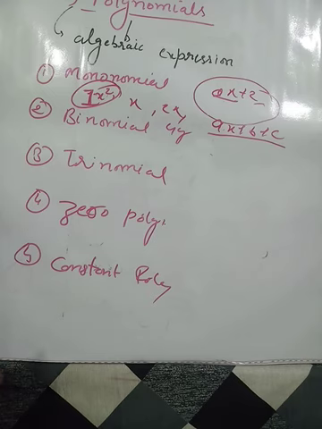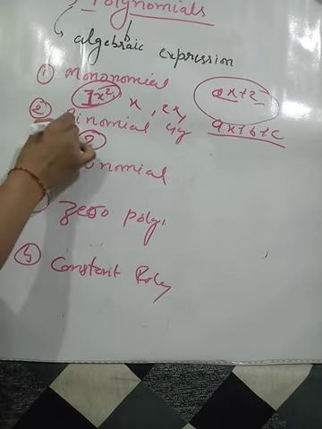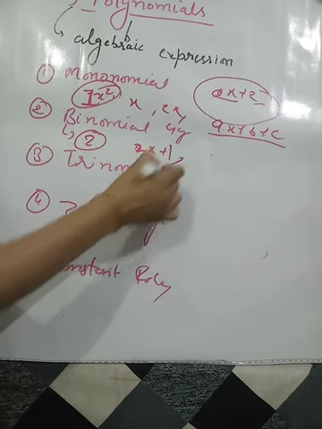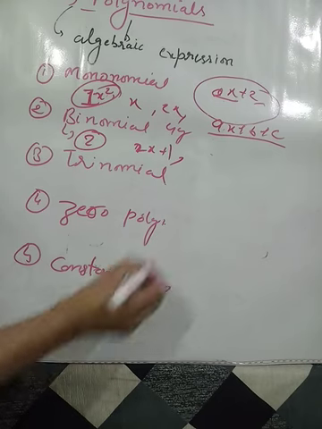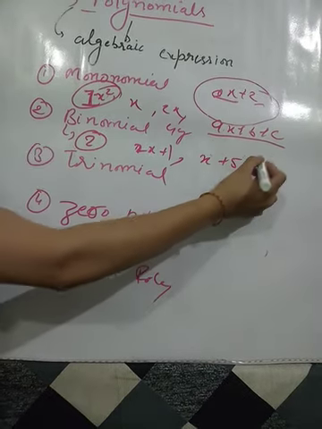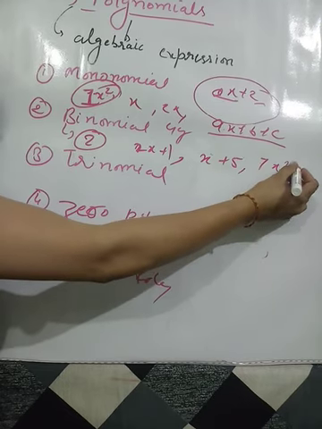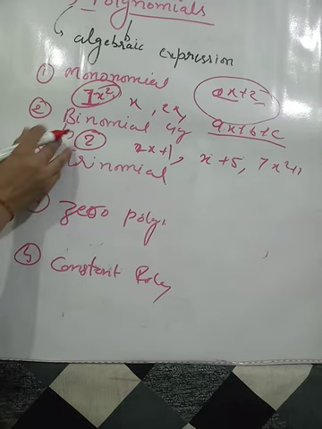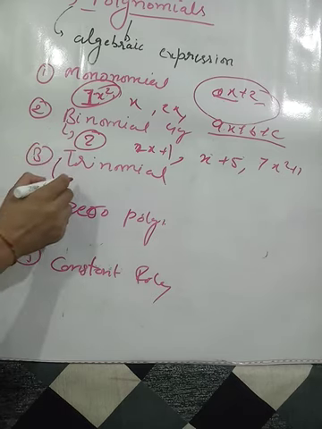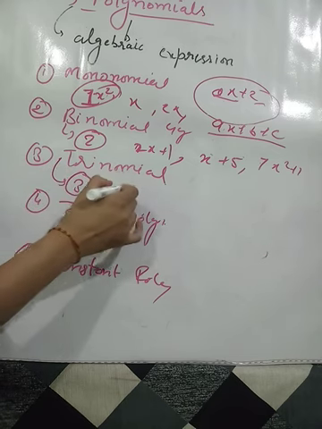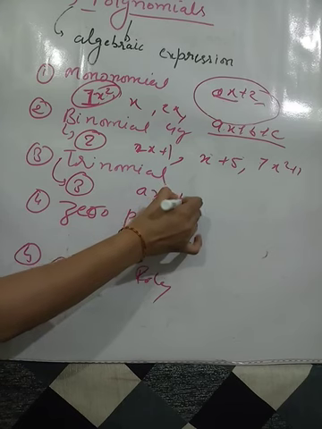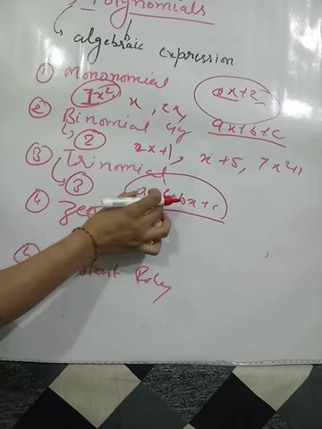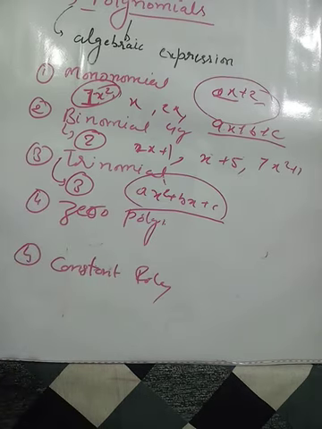If you have an expression having 2 terms, then it is a binomial. Take 2x plus 1; this is a binomial. Another example is x plus 5 or 7x square plus 1. So if you have an expression having 2 terms, then it is a binomial, and any algebraic expression having 3 terms is a trinomial. So a x square plus bx plus c has 3 terms. This is a trinomial equation.